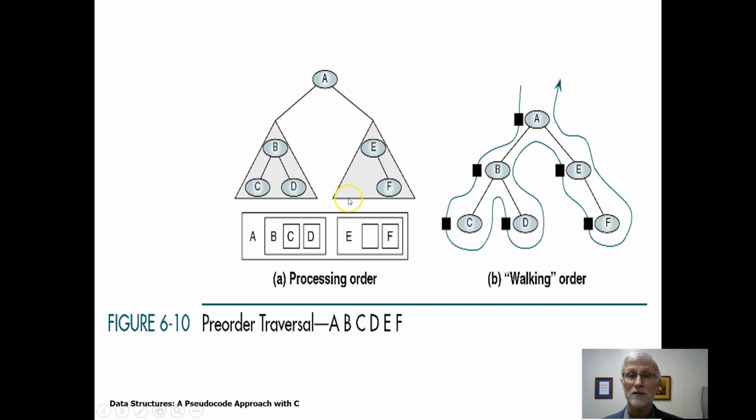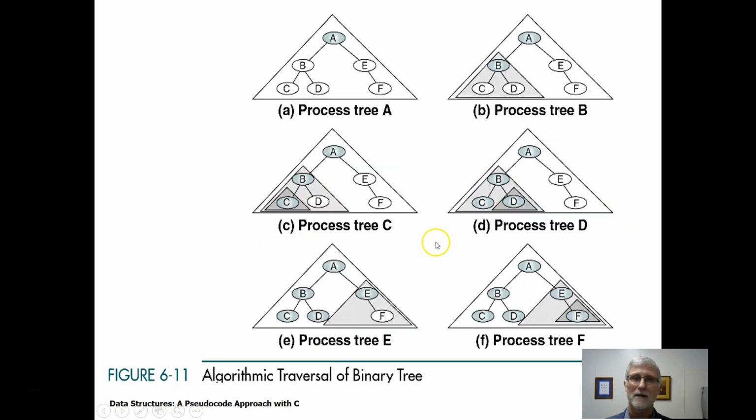There is no left, so it's a blank. And then there's no go to E, there's a blank, and then go down to F. So you look at how you're processing, how you're walking through each of these nodes. It's A, B, C, D, E, F. So same sequence. I'm going to hit all the same nodes, but how I'm going to handle them and how I process them is a little bit different.